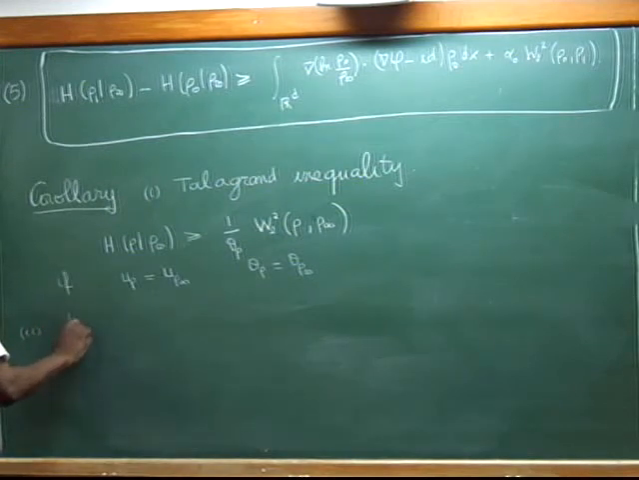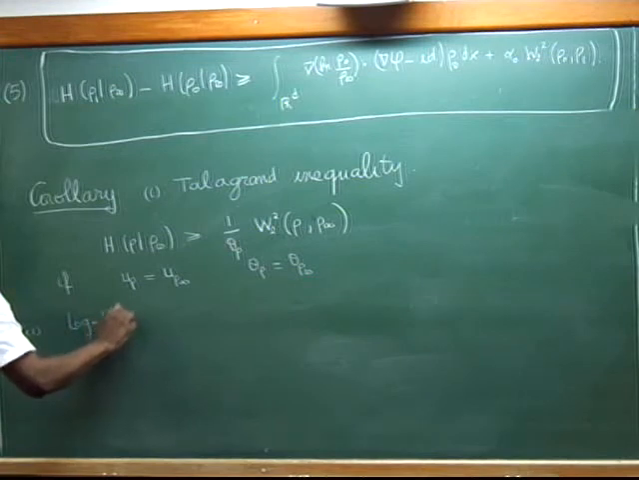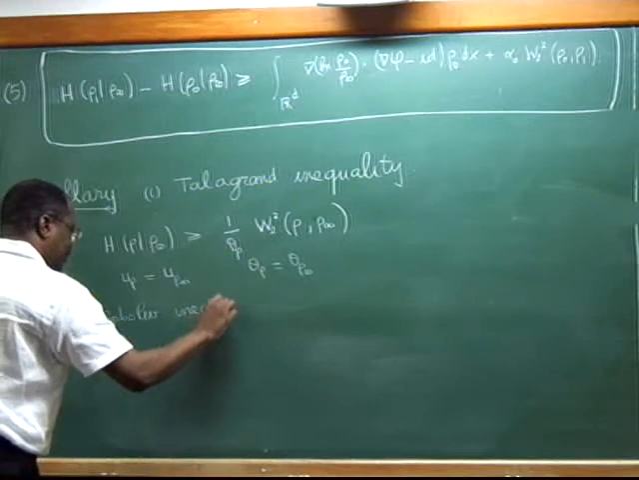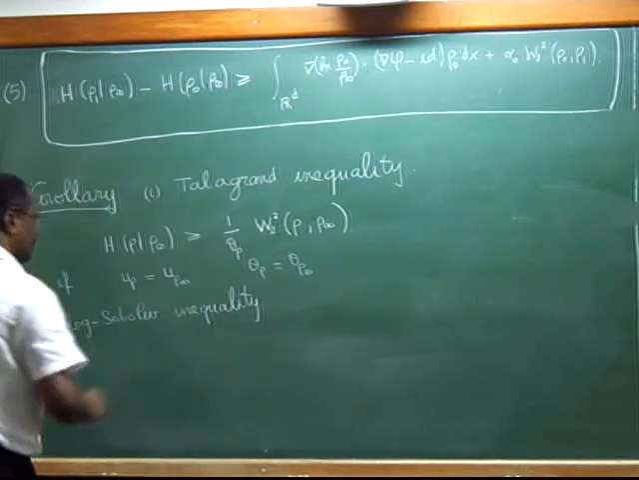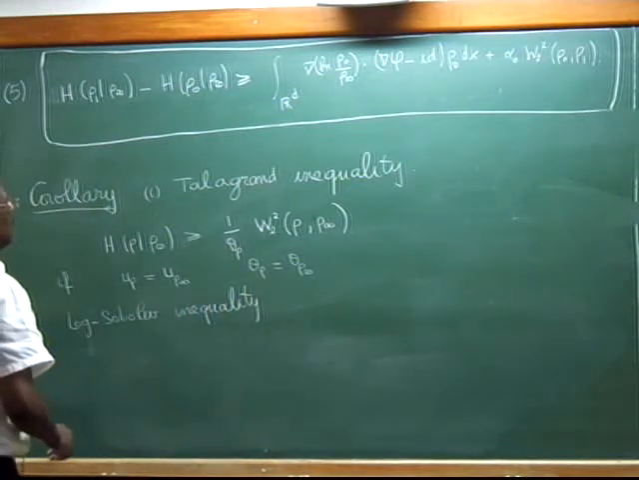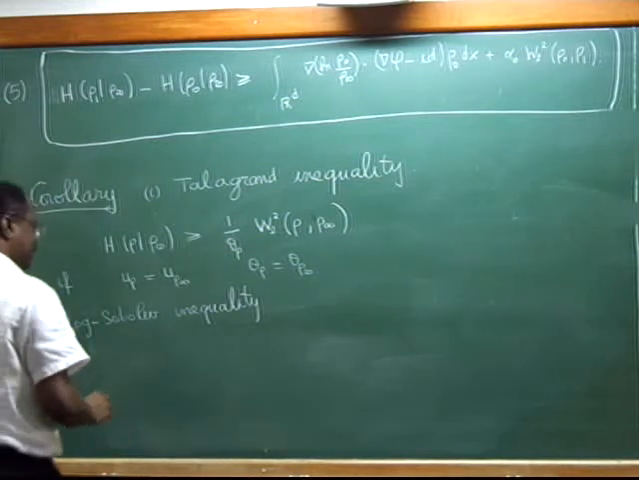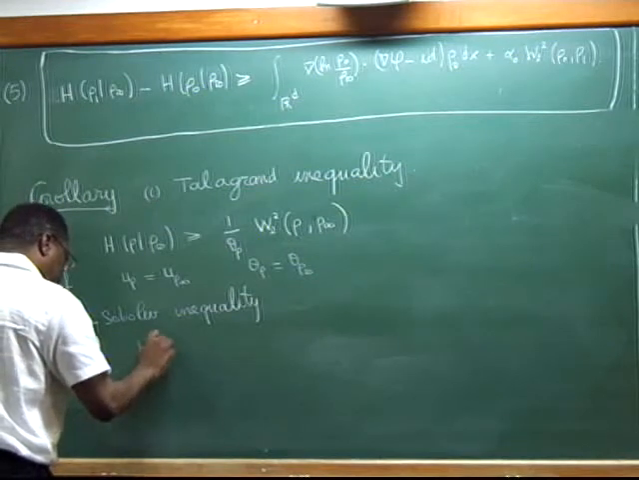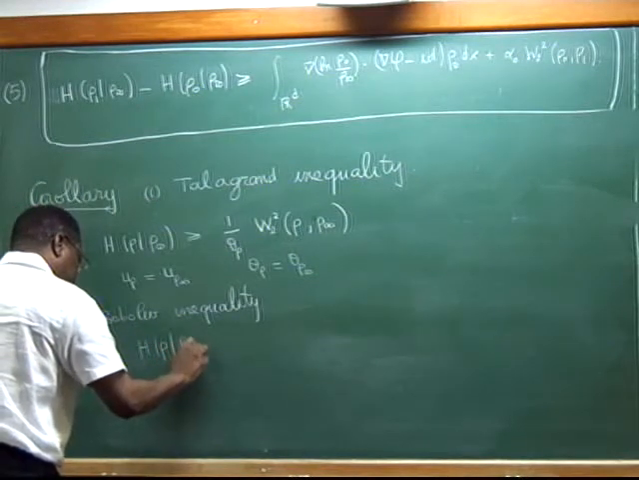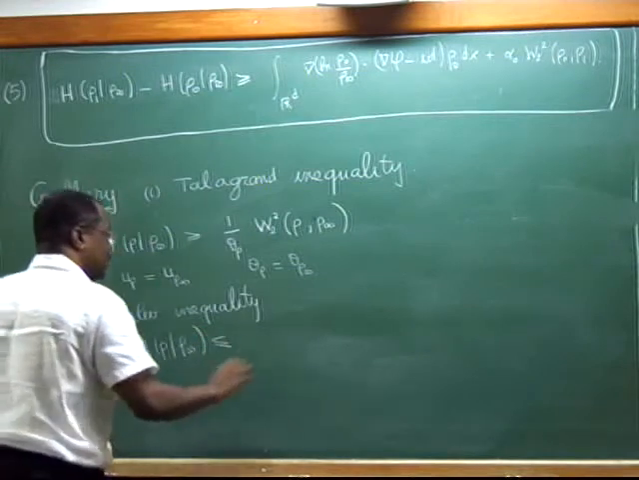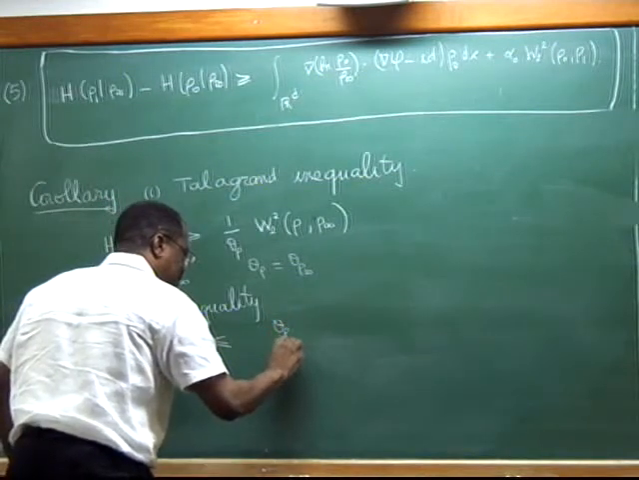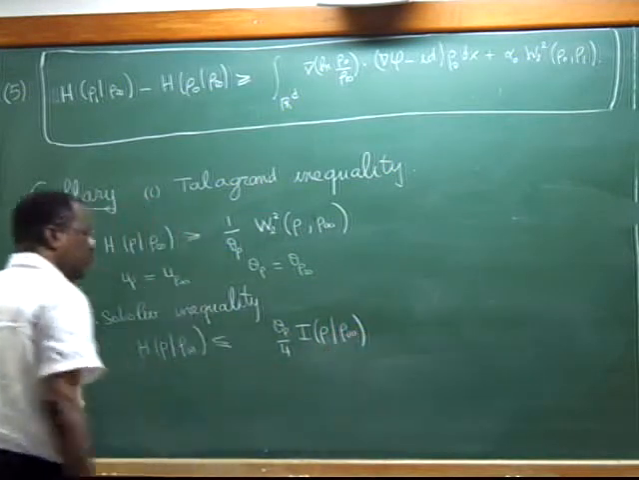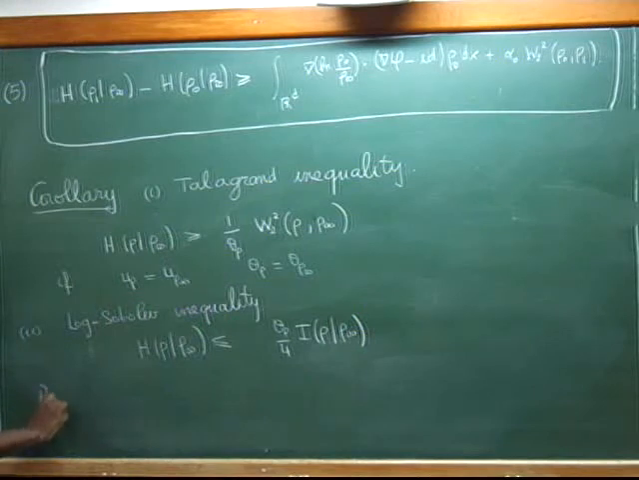Log Sobolev inequality. We have H of rho, knowing rho infinity, is less than theta rho divided by 4 times the relative Fisher information of rho with respect to rho infinity.